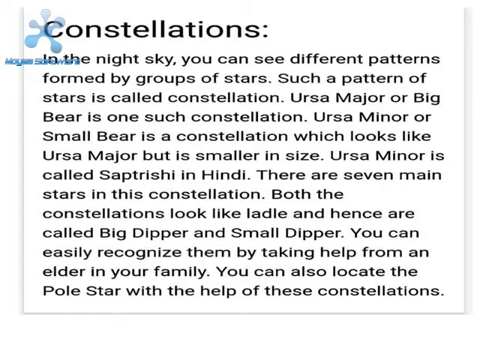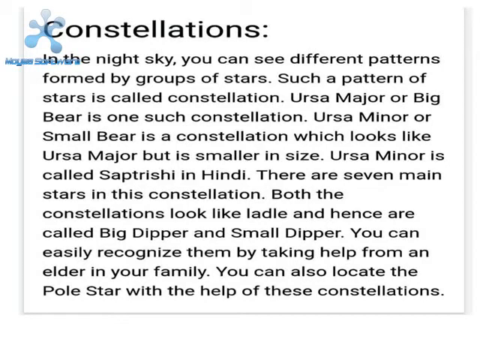Ursa Minor or Small Bear is a constellation which looks like Ursa Major but is small in size. Ursa Minor is called Saptarishi in Hindi. There are 7 main stars in this constellation. Both the constellations look like a ladle and hence they are called Big Dipper and Small Dipper. You can easily recognize them by taking help from any elder in your family. You can also locate the pole star with the help of these constellations.